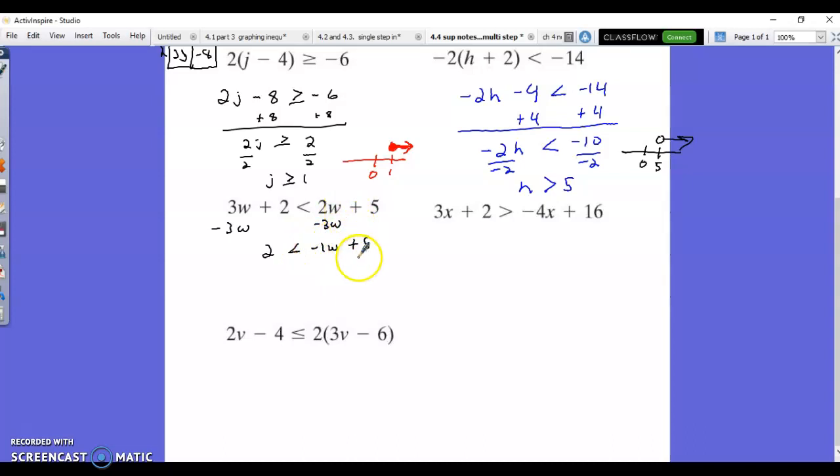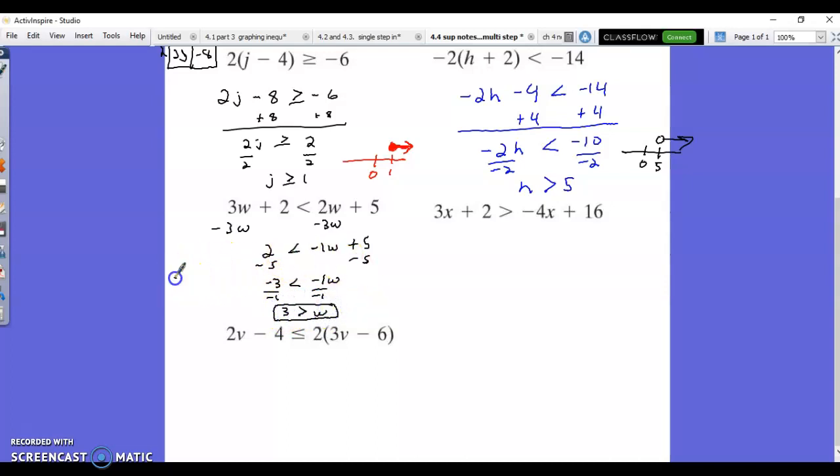So w's over here, so I'm going to subtract 5 from both sides now. So 2 minus 5 would be negative 3, less than negative 1w. Now I have to make that positive, so I'm going to divide by negative 1. So w, and I divided by a negative, so I flip it. Negative 3 divided by negative 1 is 3.